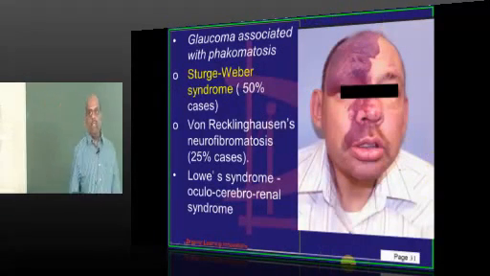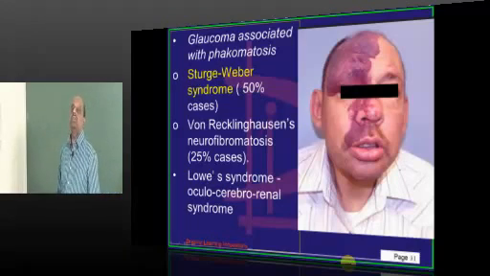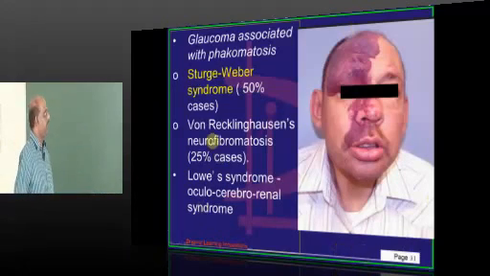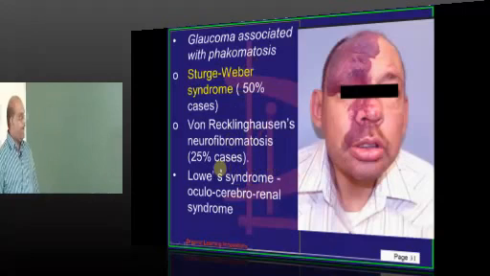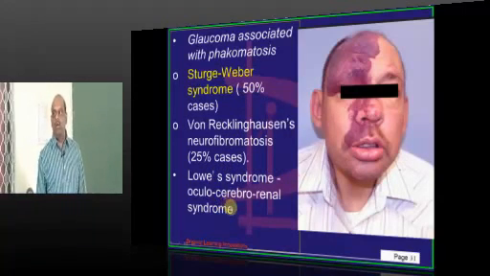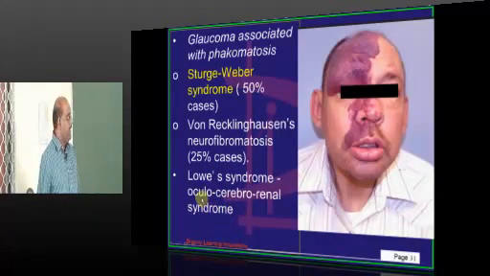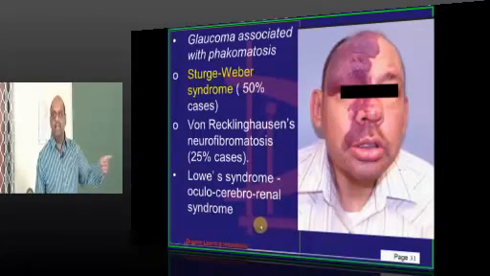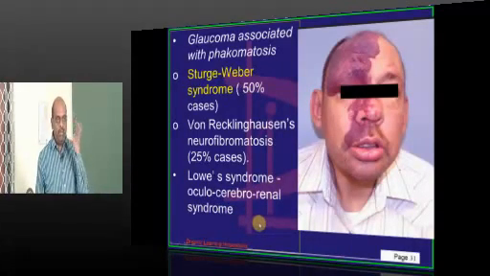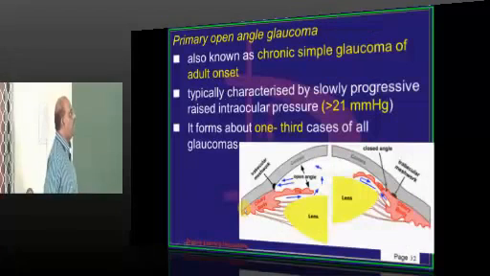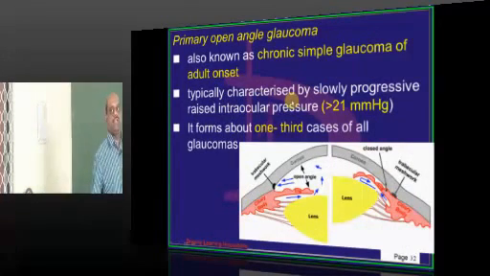Then what are the glaucomas associated with phacomatoses, the neurocutaneous syndromes? Sturge-Weber, von Recklinghausen, and Lowe syndrome. What is Lowe? We studied in nephrology. It is an oculocerebrorenal syndrome where you find abnormality in all these structures. Lowe syndrome. So that's all the story, doctor.